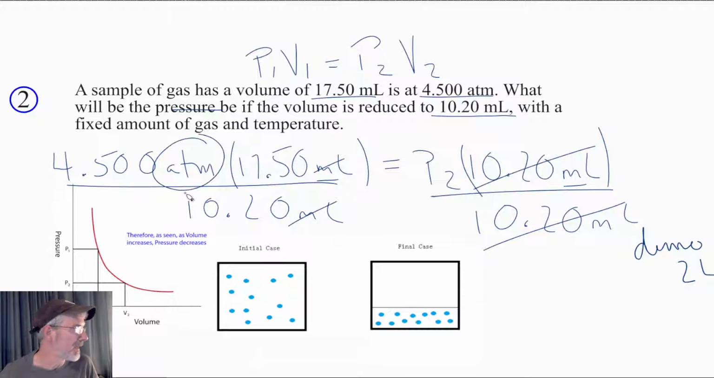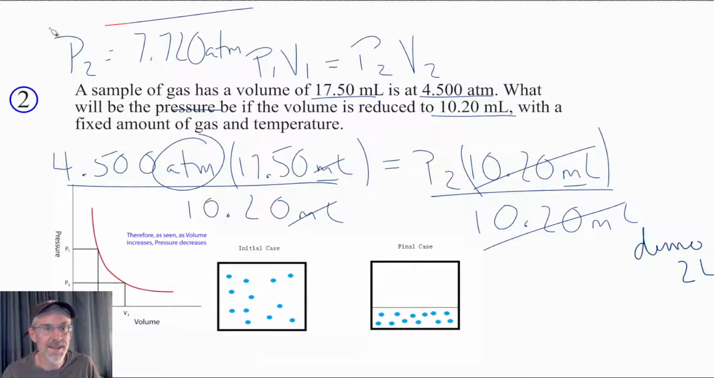You know you did it right. So if you get the right unit, you know everything canceled out. And I end up with, did anyone get an answer for that? I end up with P2 equals 7.720 atmospheres. That's the answer I get. So this first P1, V1, that's something you always see as a Boyle's law question on tests. Teachers just like it.